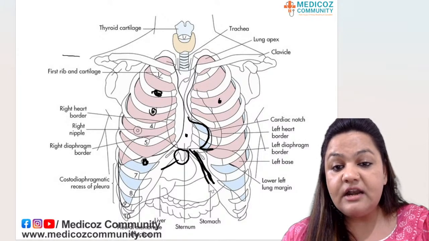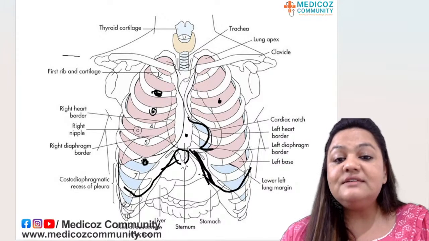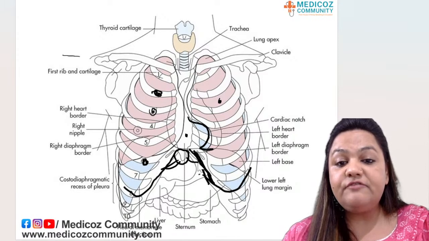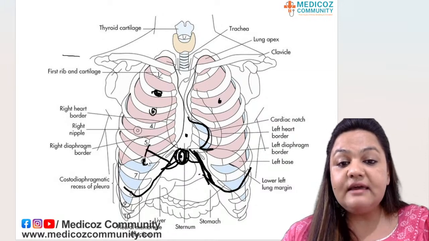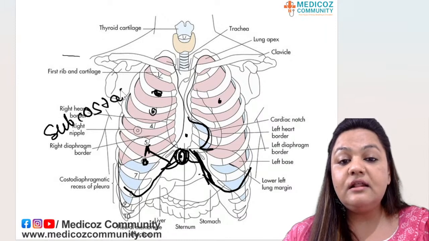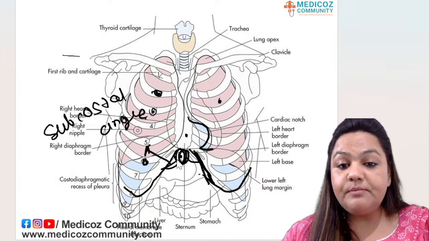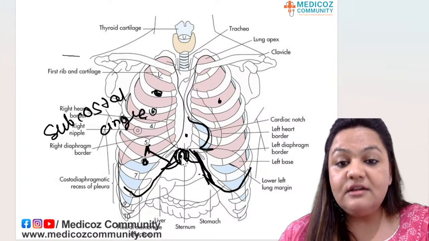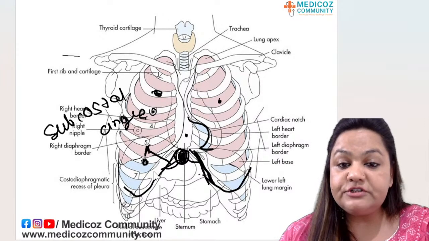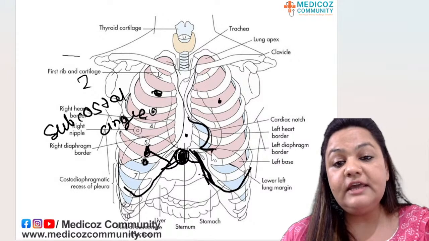This is our left costal margin, this is the right costal margin. There is an angle here between the right and left costal margin, and in the middle we have the xiphoid process. This angle is called the subcostal angle. What is the subcostal angle? It is the angle present between the xiphoid process and the right and left costal margin. So we have two subcostal angles, one on the right side and one on the left side.